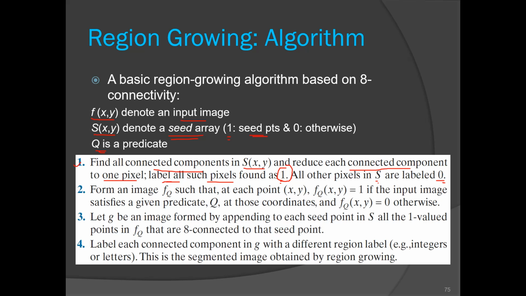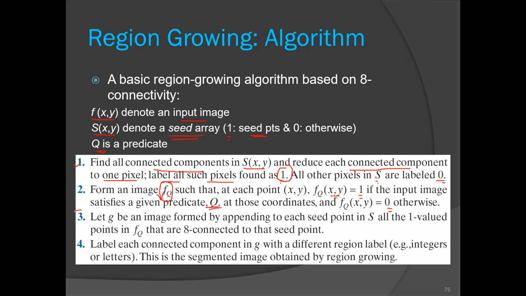Next we have to form this f_Q image. Now the f_Q image contains 1 for the pixel (x,y) if it satisfies that predicate Q. So form an image f_Q such that at each point (x,y), f_Q equals 1 if the input image satisfies the given predicate Q at those coordinates, and f_Q equals 0 otherwise. Okay, so this image is formed.